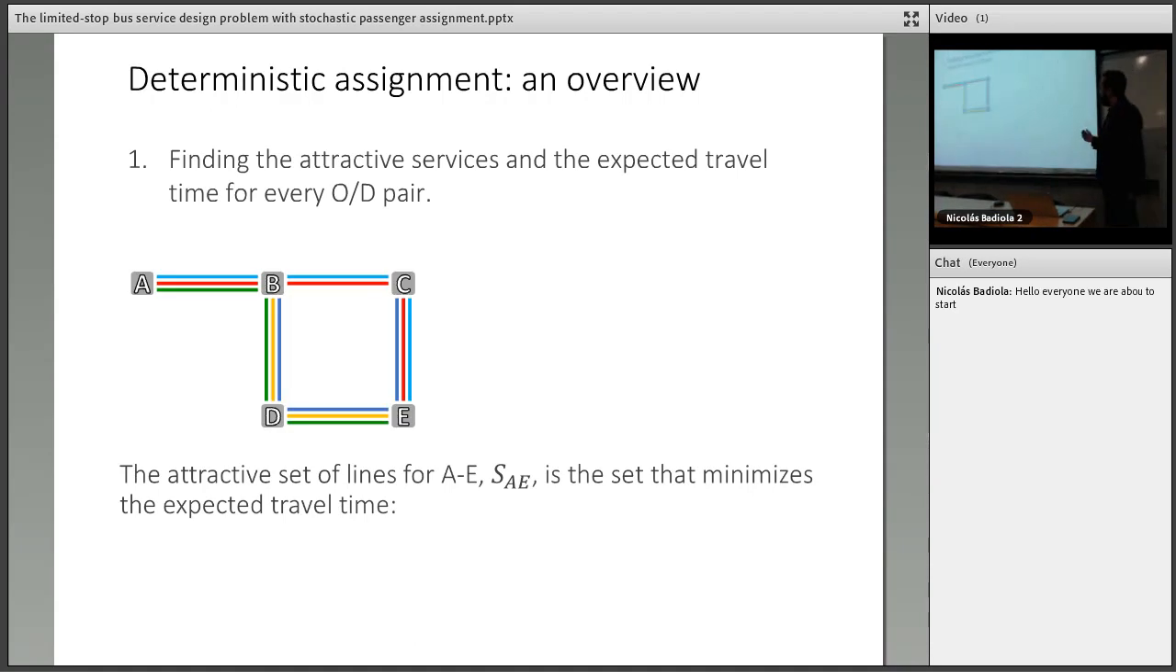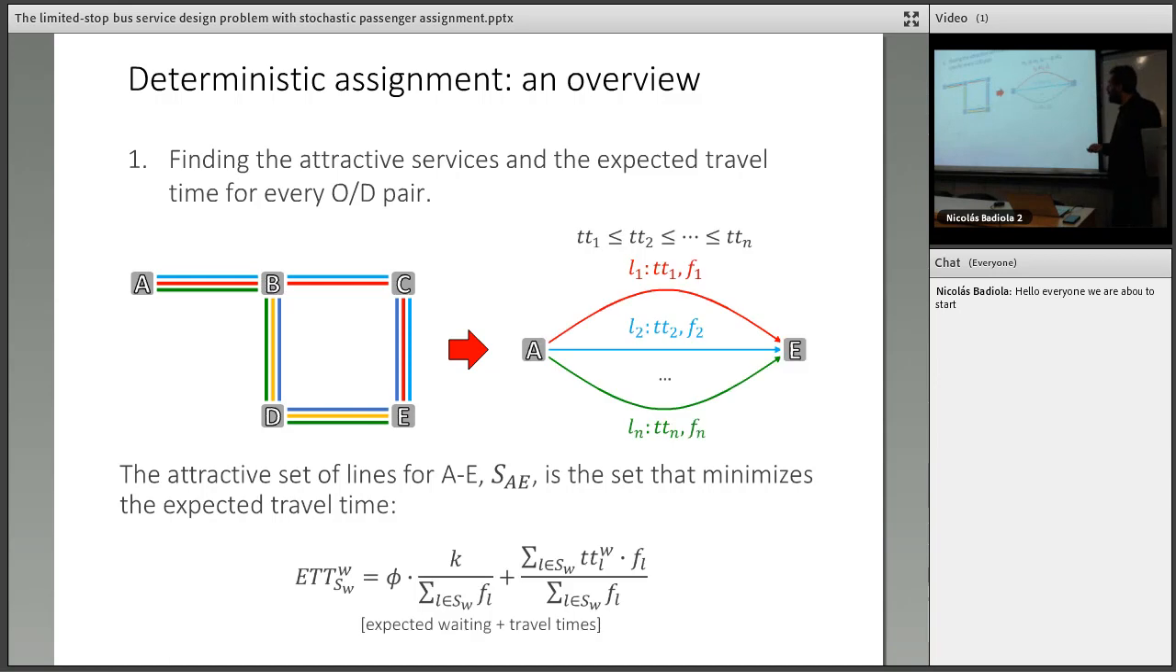So we can take a network like this one, where different colors represent different services, and we're going to assume that the flow is always going in this direction from A to E. The first step is to solve the attractive line problem for each OD pair. So it would look something like this. We're isolating now pair AE, but we can work with any pair. We have to work with all OD pairs.